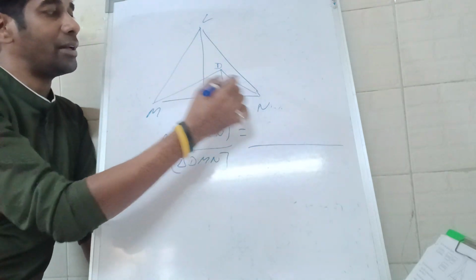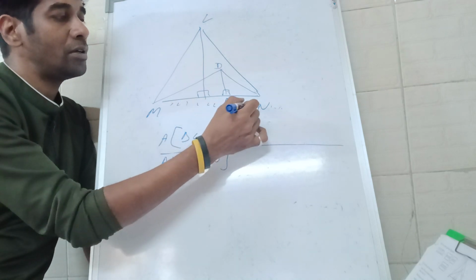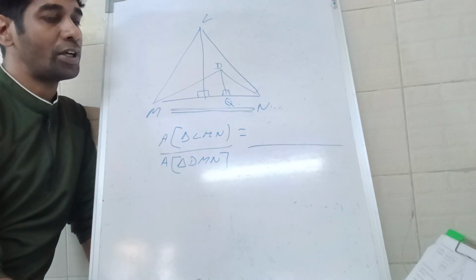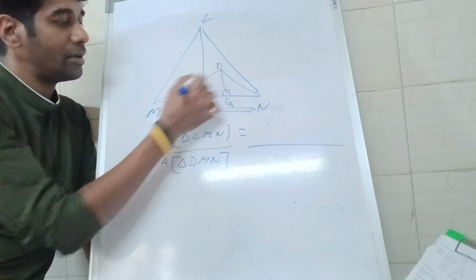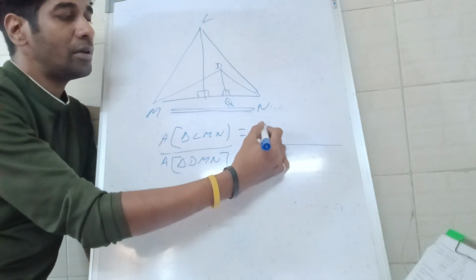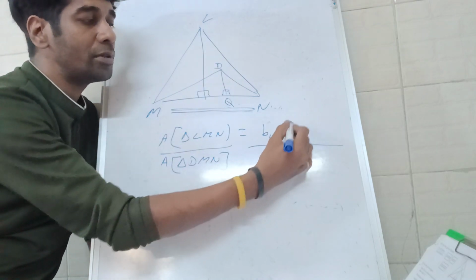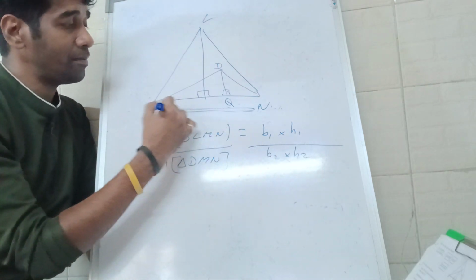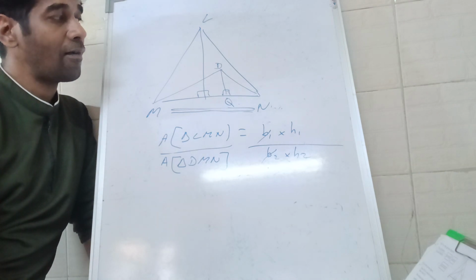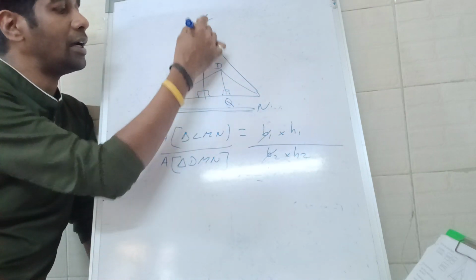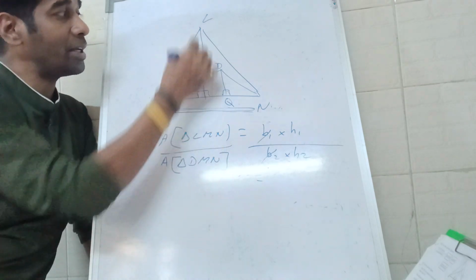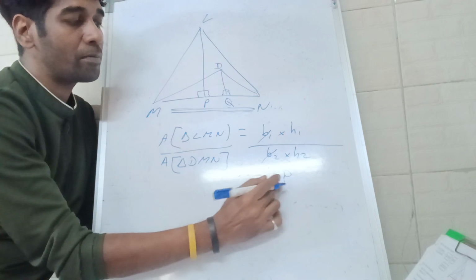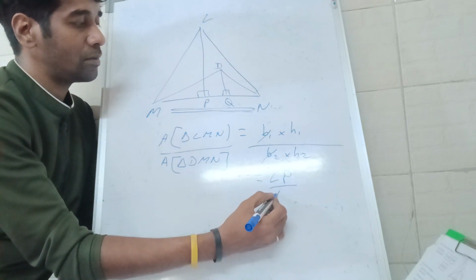Now LMN and DMN both have a common base, so the areas are proportional to the product of base into height. Correct? So bases are the same, I can cut them. So areas are proportional to heights H1 and H2. That is, LMN upon DMN is LP upon DQ.